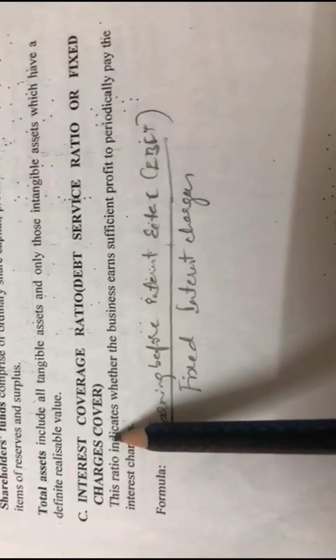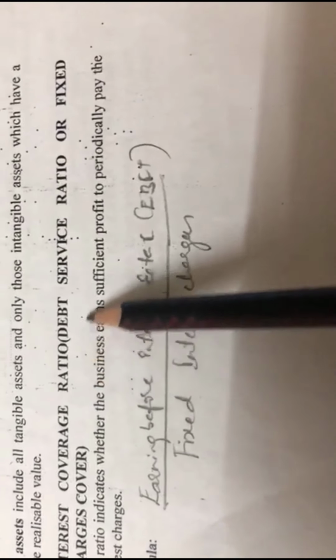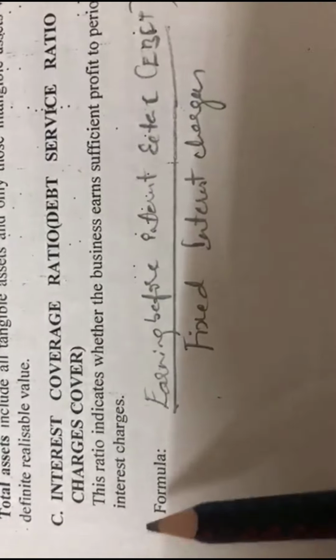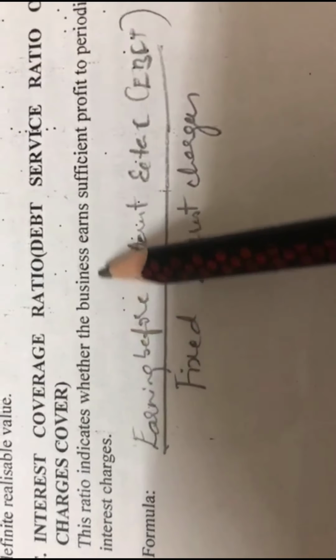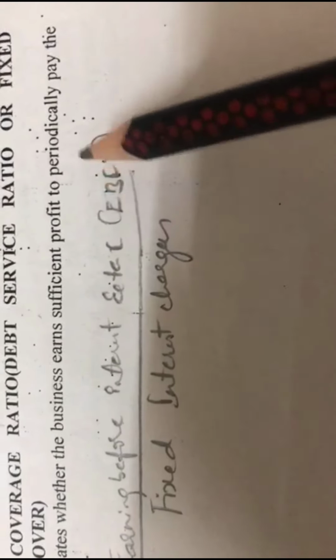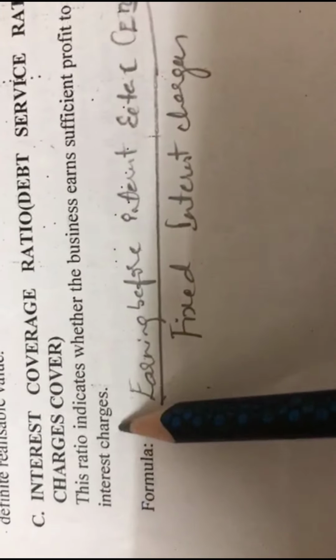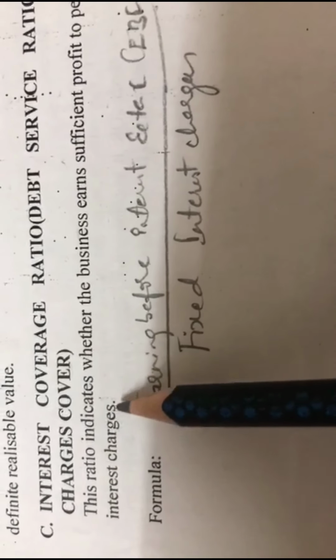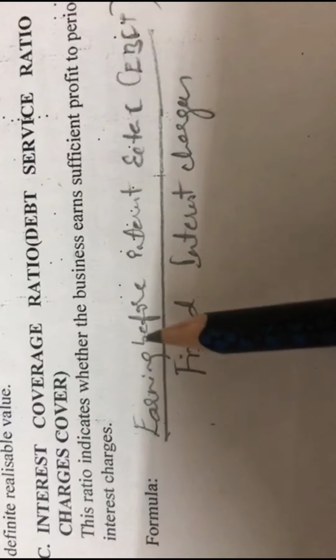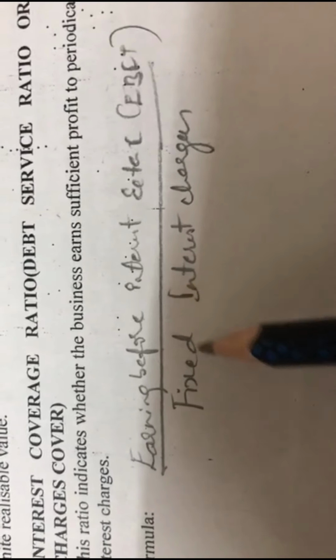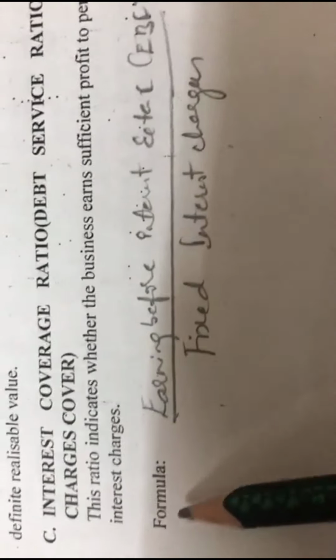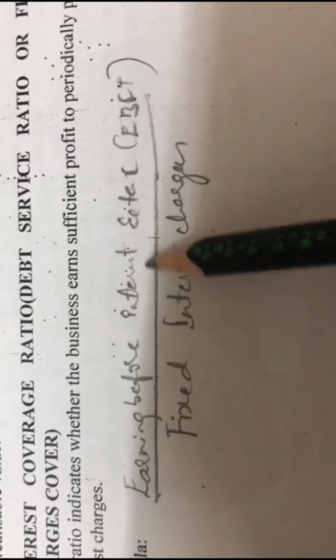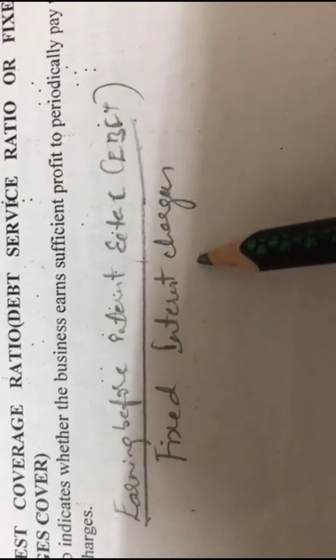Third type of capital structure ratio is the interest coverage ratio, which is also called debt service ratio or fixed charges coverage ratio. This ratio indicates whether the business earns sufficient profits in order to periodically pay off the interest charges. That is, this ratio is calculated to know whether the profit earned by the company is sufficient for them to pay the fixed interest charges. So the formula will be earnings before interest and tax, EBIT, divided by fixed interest charges. So this is the formula for calculating the interest coverage ratio.